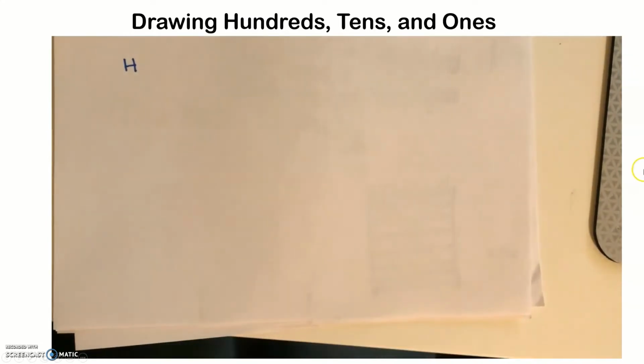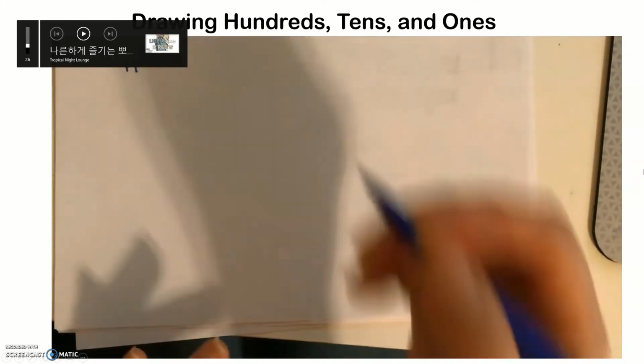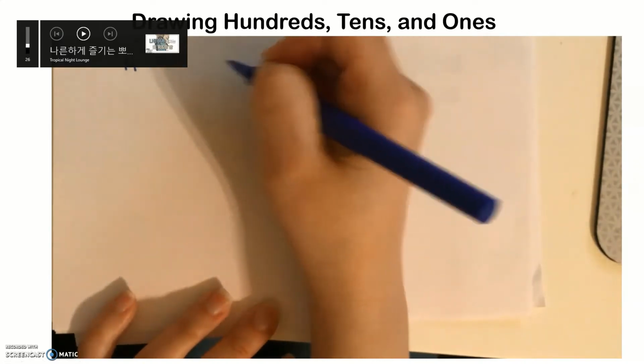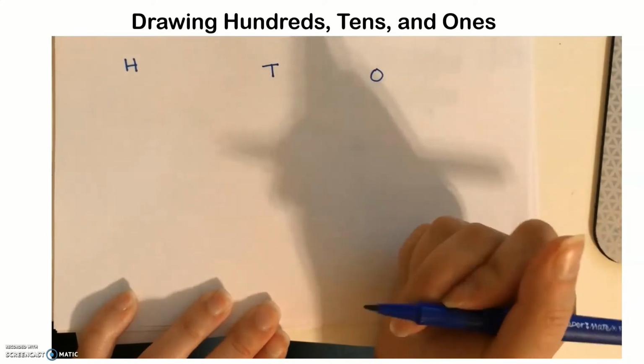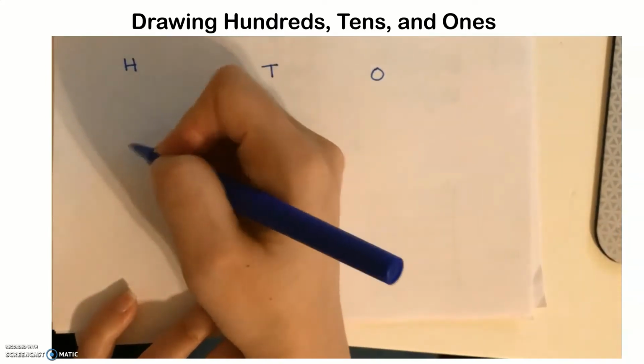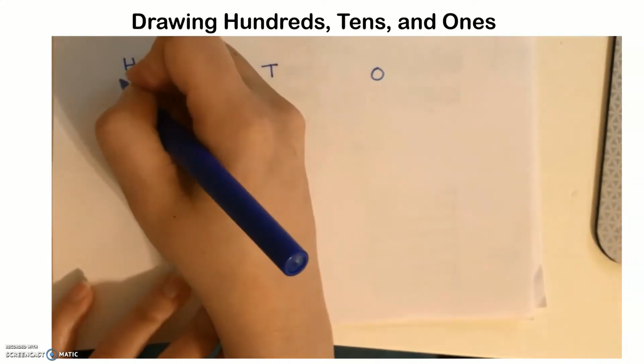So then our next starts with our hundreds, tens, and ones drawing. So I already have the hundreds written. I'm going to write the tens and the ones. And again, my hundreds is with boxes, so they're showing you a big 100.